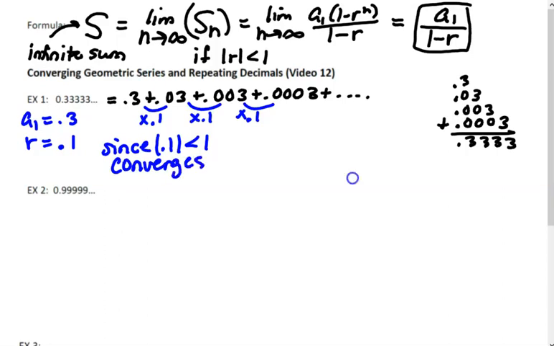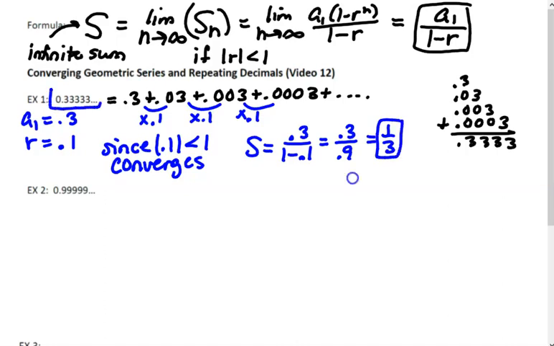So this converges. So we can say then that S, the sum of all the terms, the infinite sum, is 0.3 divided by 1 minus 0.1, which is 0.3 divided by 0.9. Well, 0.3 divided by 0.9 is the same as 3/9 because you can just multiply both sides by 10 and move the decimal place. So this is 1/3. And hopefully you recognize that 1/3 is the same as 0.3 repeating. That's the same number. So that makes perfect sense.